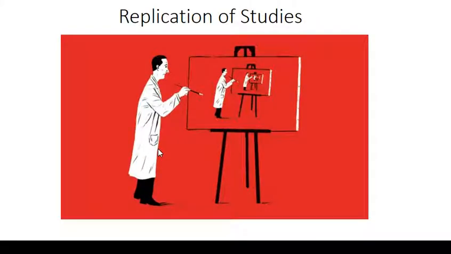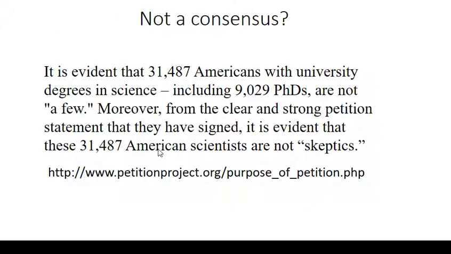Replication of studies. So one thing you should see if something does have a true cause and effect relationship is that different studies come to the same conclusion again and again and again. So, in looking for this, I found this. There's a website right here if you want to go check it out, petitionproject.org.